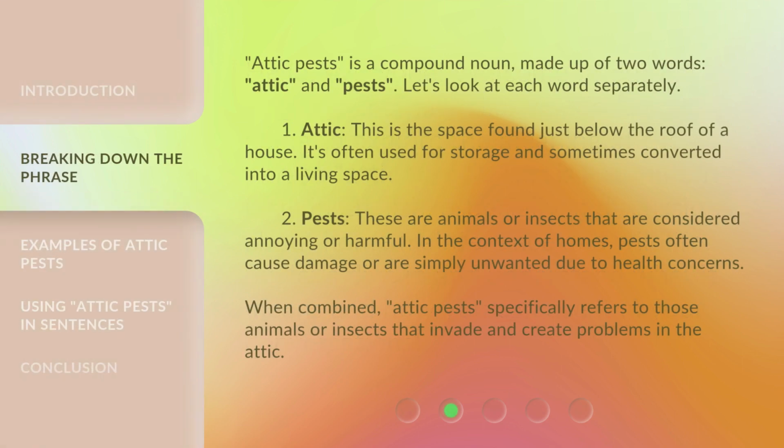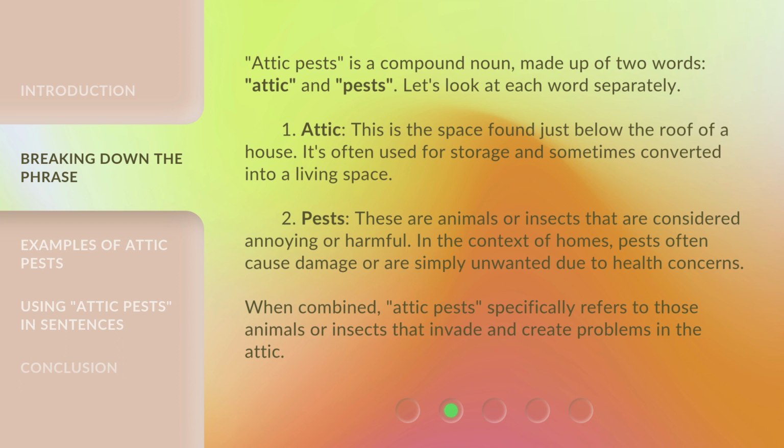Attic pests is a compound noun made up of two words, attic and pests. Let's look at each word separately. 1. Attic. This is the space found just below the roof of a house. It's often used for storage and sometimes converted into a living space.